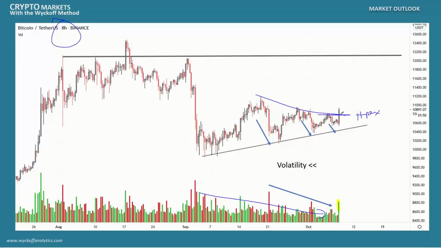Sometimes apex formations are very tiring because you see a first attempt to go up, and then volatility continues to contract and contract. But I think the fact that Bitcoin is coming back to walk along with the stock market is a constructive sign.